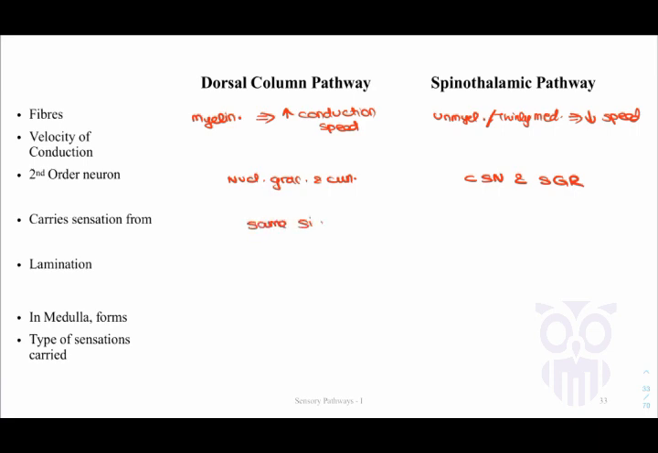Why? They do not decussate, they do not cross to the other side until the medulla. So till then they are going on the same side. Remember, the dorsal column pathway does not cross over, so the fibers are from the same side. But the spinothalamic tract crosses in the beginning itself. So it's taking fibers from the opposite side.